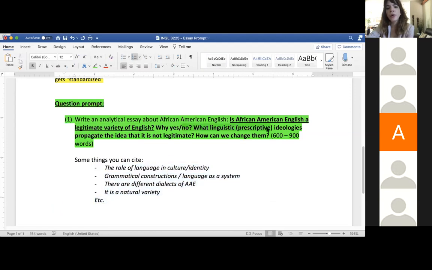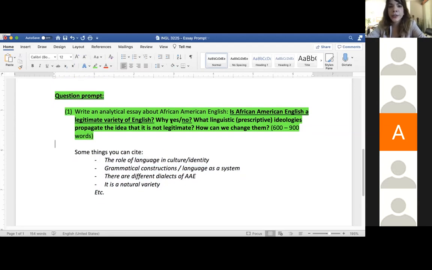If you think no, te puede ir en el viaje de whatever, right? But make sure that if you say no, your reasons are scientifically valid. Que no sean based on ideologies, because if they are, then you're not writing a critical essay about it, right? You're just writing your opinion. And I'm not interested in opinions here. I'm interested in research and linguistic fact.